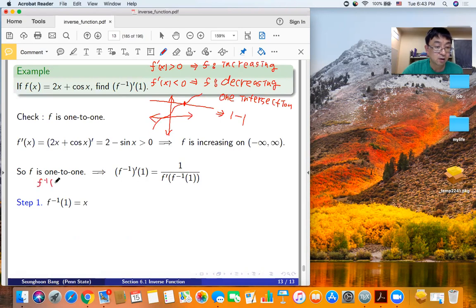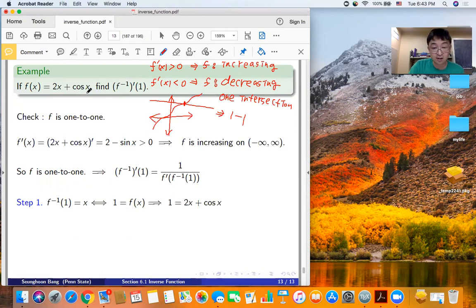Inverse: y equals inverse f of x is exactly the same as x equals f of y. I want to use this relation. So you plug 1 into y, and we have 1 equals f of x. What is f of x? f of x is here: 2x plus cosine of x.